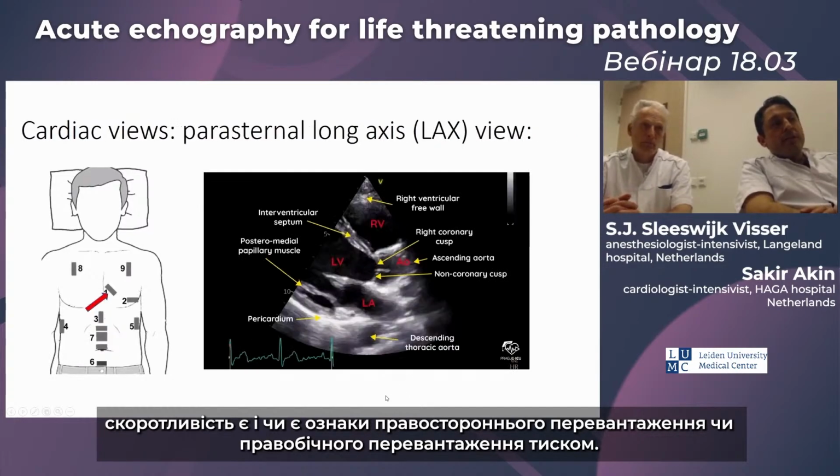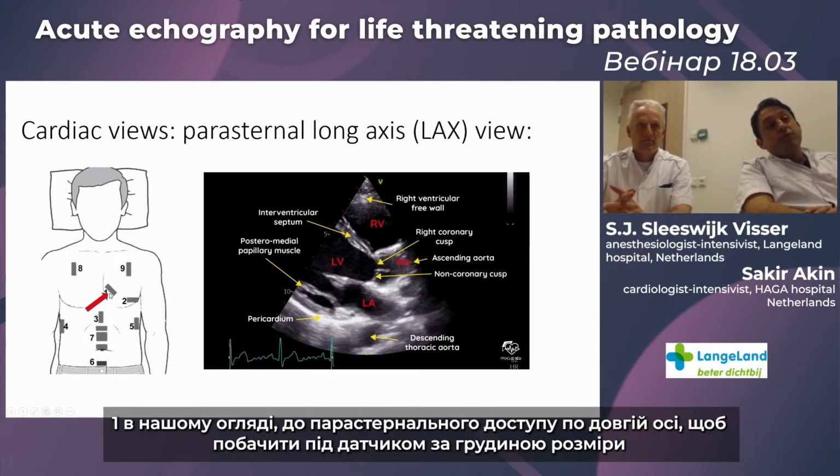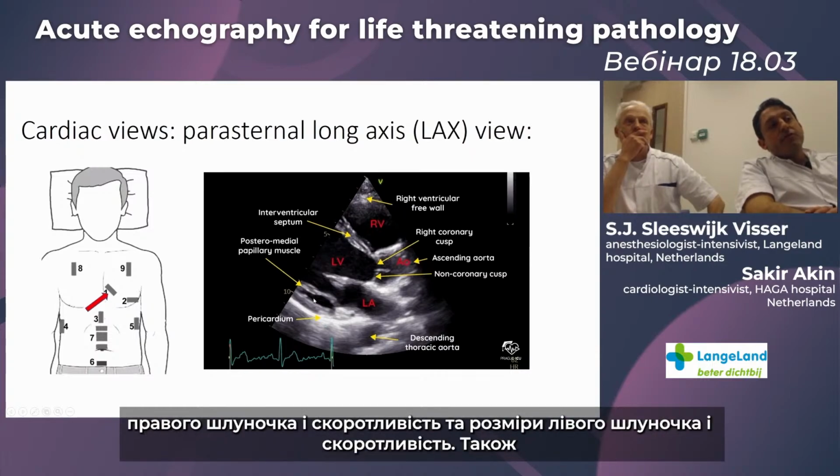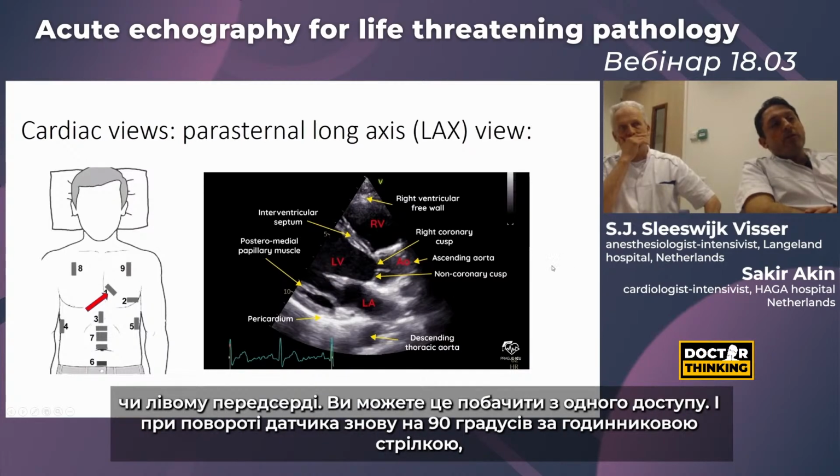And after these views, which give a lot of information from the subcostal view, you can go to point one in our overview, the parasternal long axis view, to see below your probe, behind the sternum, the right ventricle dimensions and contractility, and the left ventricle dimensions and contractility, besides assessment of the aortic valve and aortic root, whether there's an acute pathology in the aortic or ascending aorta, or in the mitral valve or left atrium. You can see it in one view.